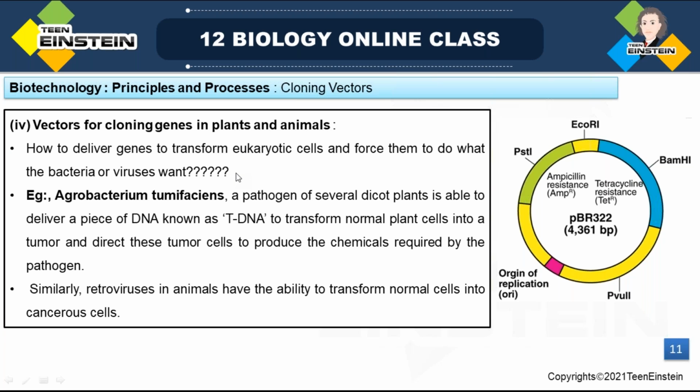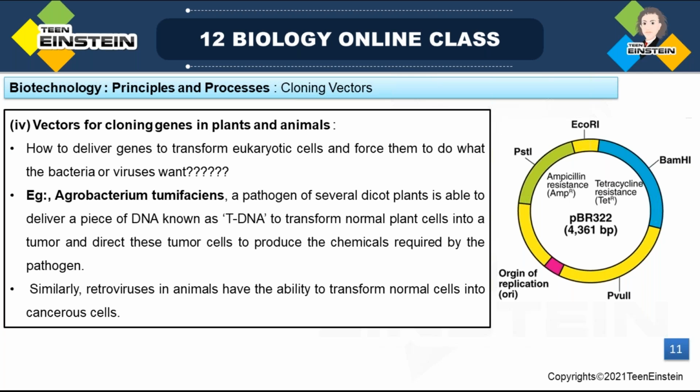So agrobacterium tumefaciens is actually a pathogen that infects so many dicot plants. By making use of this agrobacterium tumefaciens, how can we deliver a piece of DNA into plants? This agrobacterium tumefaciens can deliver a piece of foreign DNA into plants, which is called tDNA.